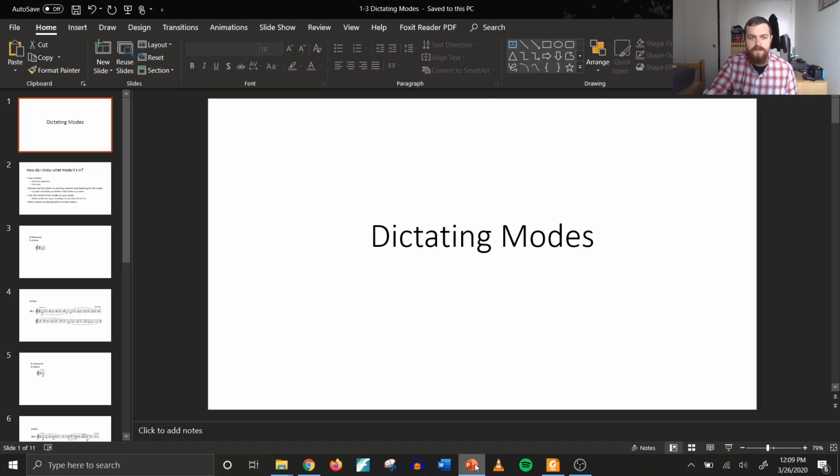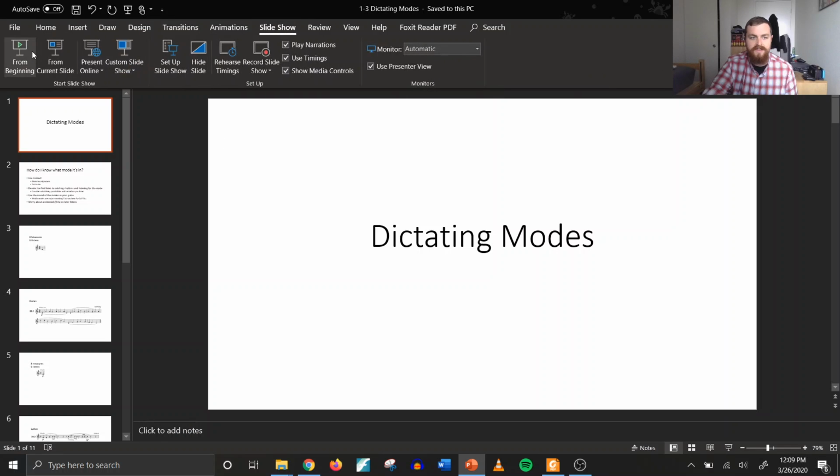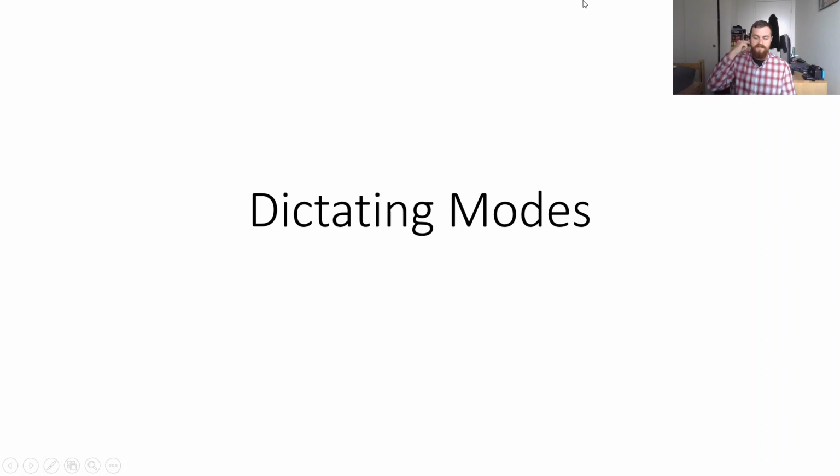Hello everybody. Today we are moving on to dictation of modes. So today is entirely melodic dictation. This is also the first time that we're doing dictation through this.